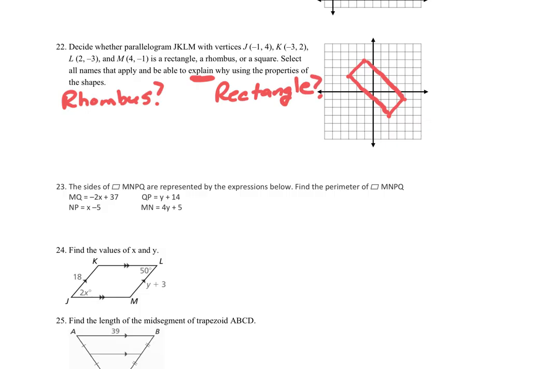If it's both of those, then it's a square, okay? So first up, is this a rhombus? Well, what we said yesterday, the best way to do this is to draw the diagonals in. Those are your two diagonals. So we've got JL and KM.